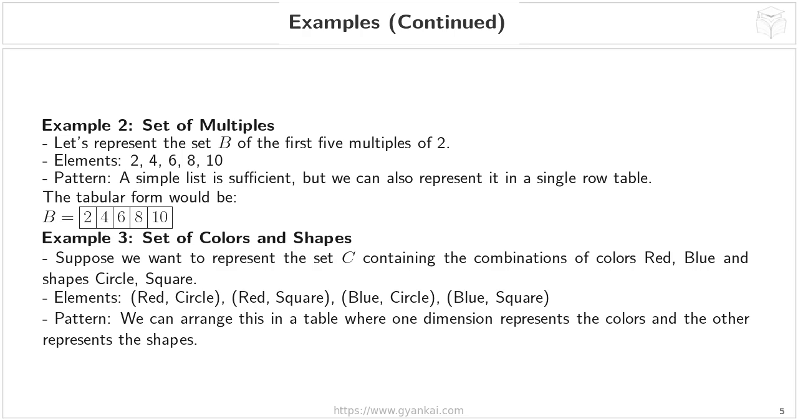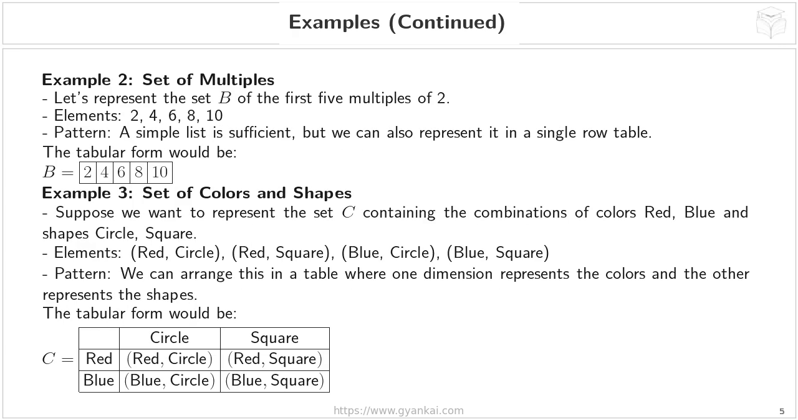The top row will have the headings circle and square, and the leftmost column will have the headings red and blue. Then, at the intersection of each row and column, we write the corresponding combination. So, in the first row and first column, we have red circle. In the first row and second column, we have red square. Moving down to the second row, we have blue circle and blue square.